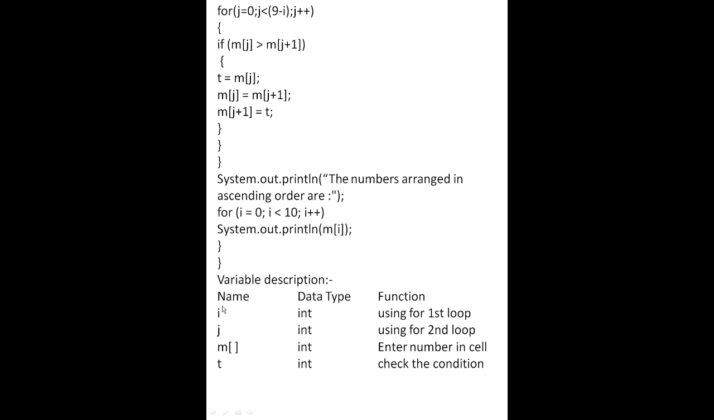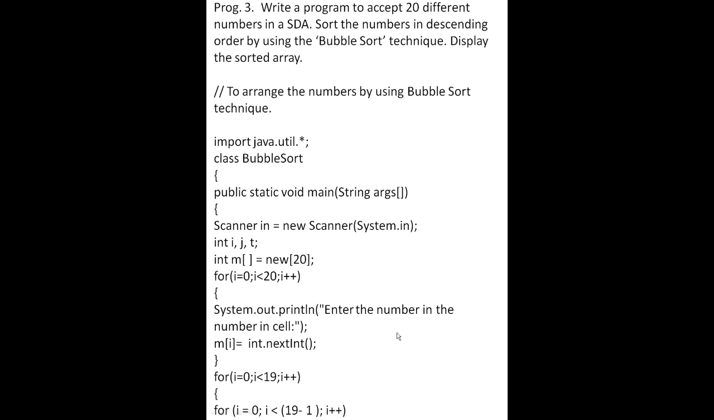Variable description: i, j, m or t we have taken, so we will write the data type, all are int. i for loop, j for second loop, m for entering numbers in the cell, and t to check the condition. Hope you all understood. Now next program, it also uses the bubble sort technique, but in this program we will take 20 numbers and we will sort the numbers in descending order.